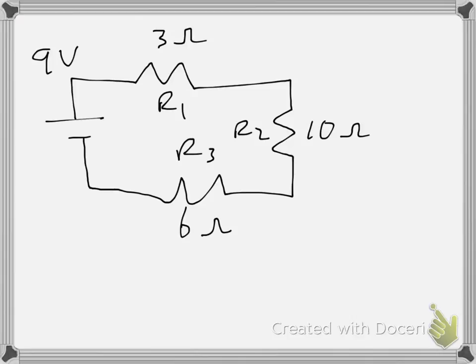Okay, so this is called a series circuit for this reason. The current has only one way to go. It has to go through every resistor. There's no additional branches. Everything happens one after the other. Everything is in series. There's no alternate path. That's what makes something series.